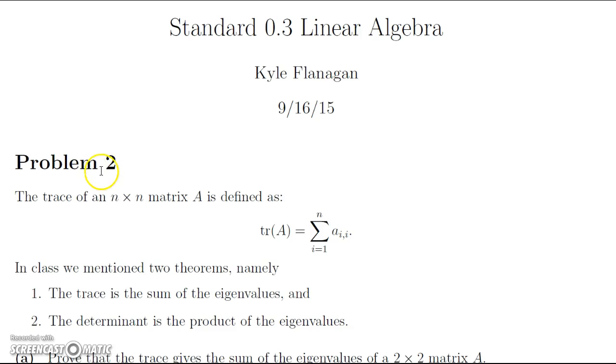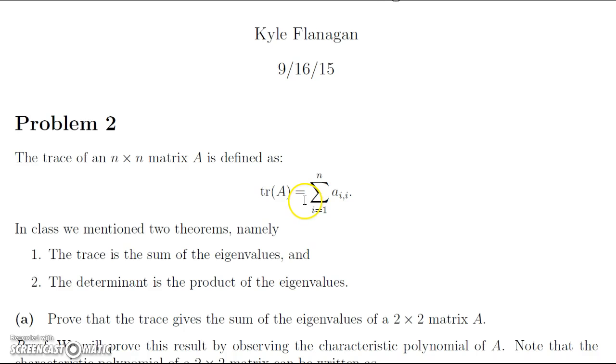So we're going to be doing problem 2, and it starts off by defining what the trace of a square matrix is. So the definition is the trace of an n by n matrix A is defined as the sum of the entries along the main diagonal. And in class we mentioned two theorems, namely that the trace is the sum of the eigenvalues, and the determinant is the product of the eigenvalues. And both of these theorems are very useful.